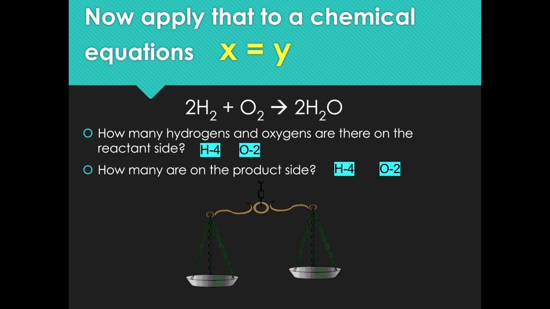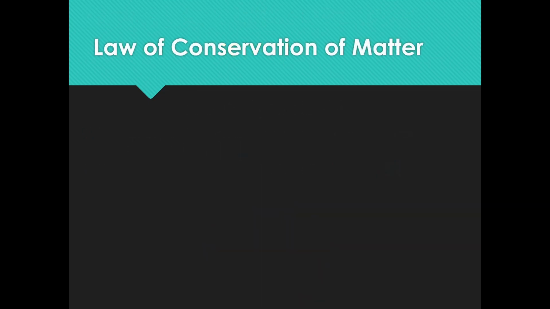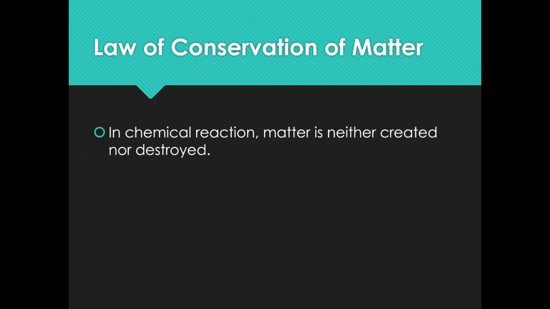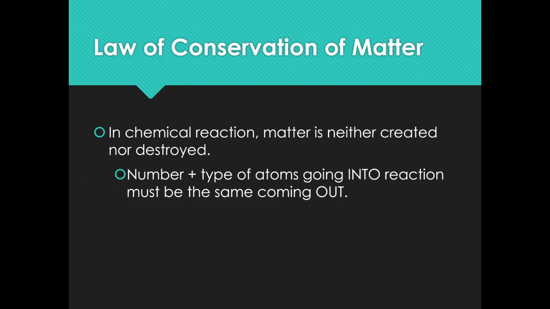As is being hinted with the little graphic down below, this is due to what we call the law of conservation of matter. There's actually quite a lot of different kinds of laws of conservation, so be very careful when you go around saying there's the law of conservation. This one is specifically of matter. It states, in a chemical reaction, matter is neither created nor destroyed. The number plus the type of atoms going into a reaction must be the same coming out.